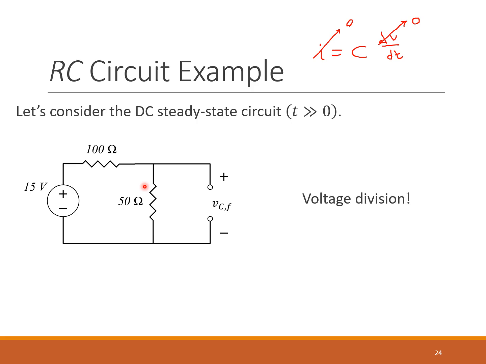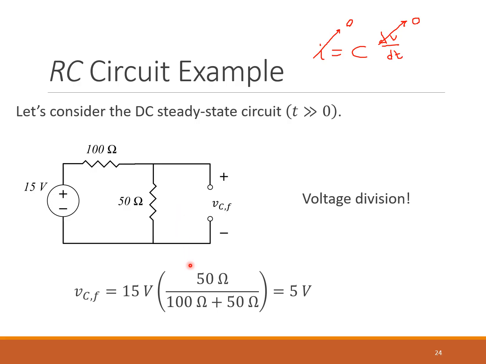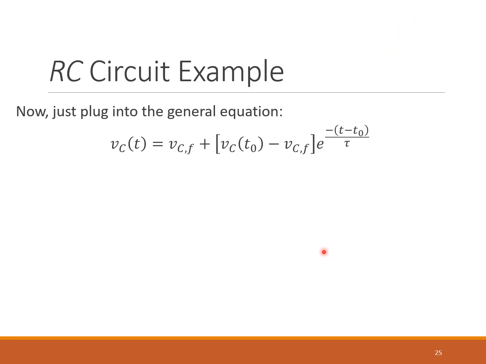The simplest one that jumps out at me is to use voltage division. Because we have a voltage source in series with resistors, there's no reason you couldn't first solve for the current and then multiply that by the resistance. It's just one extra step. So using voltage division, we have 50 divided by 100 plus 50, right? So our resistor of interest divided by the sum of all the resistances in series. That ratio is multiplied by the input voltage, in this case 15 volts, and we see that our final capacitor voltage is 5 volts. So now we have all 4 of our quantities.